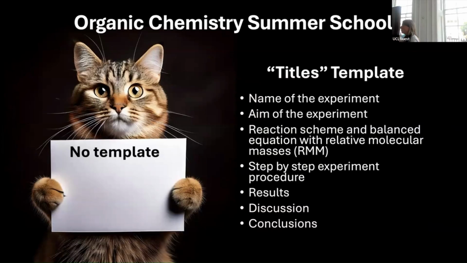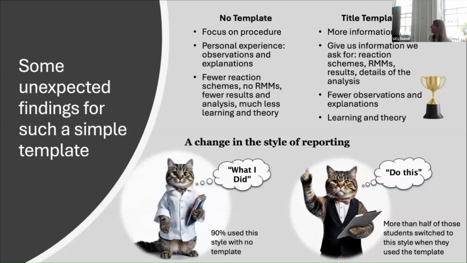So the expectation is that the blank piece of paper and the template should be very similar to each other because they should be used to recording this information. But we might get a bit more because we're adding a reminder by using these prompts, these cues. To some extent, we did get what we expected. The blank piece of paper was very focused on procedure. So it was about what I did, the things I did, what I saw, why I did those things. This is good. This is what we expect people to write down.